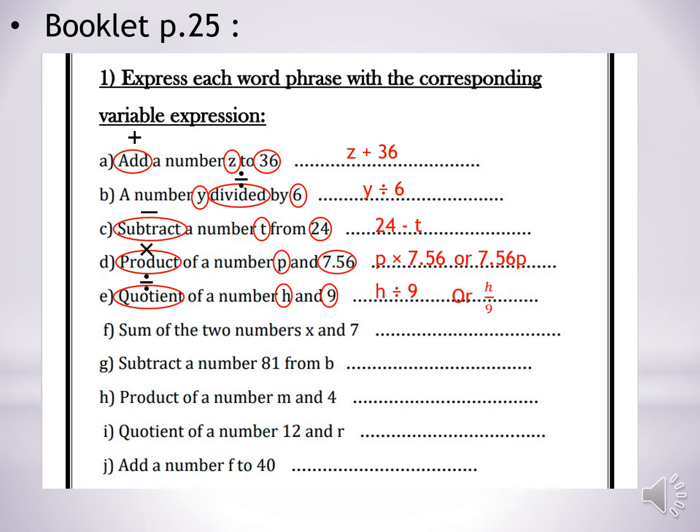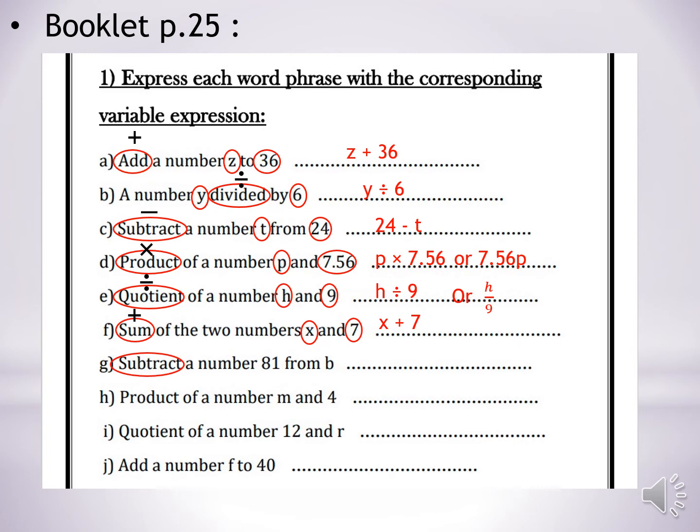Or I can write it h over 9. Letter F, sum of two numbers x and 7. Sum, this is the keyword for plus. X, this is my symbol, and 7, this is my number. So the answer will be x plus 7.